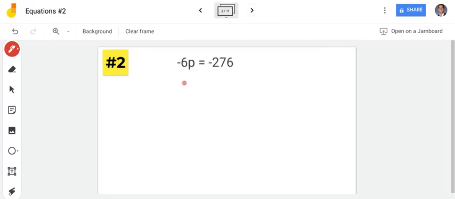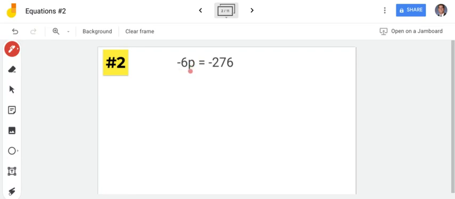Number 2, negative 6p equals negative 276. So I can go through the 5 steps. Are there parentheses? No. Are there like terms? No. Is the variable already on one side? Yes. So I don't do step 3 either. Step 4, get my numbers on the other side. They already are. Step 5, get the variable by itself by solving.